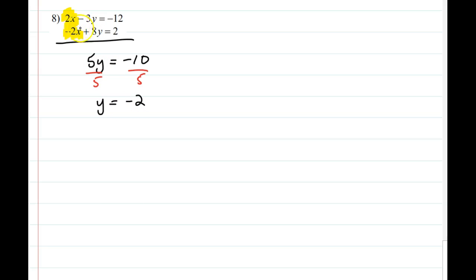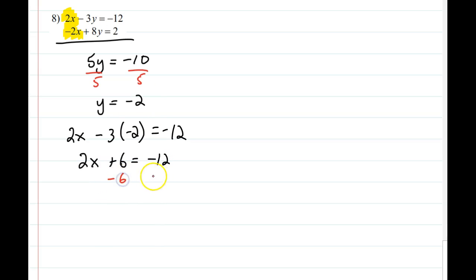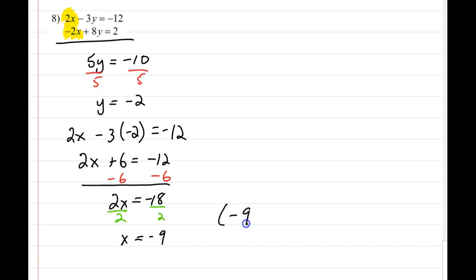I'm going to use the top equation this time to get my answer. So 2x minus 3 times negative 2 equals negative 12. So 2x plus 6 equals negative 12. Minus 6 to both sides. 2x equals negative 18. Divide by 2. X equals negative 9. So I think my answer is negative 9 and negative 2.